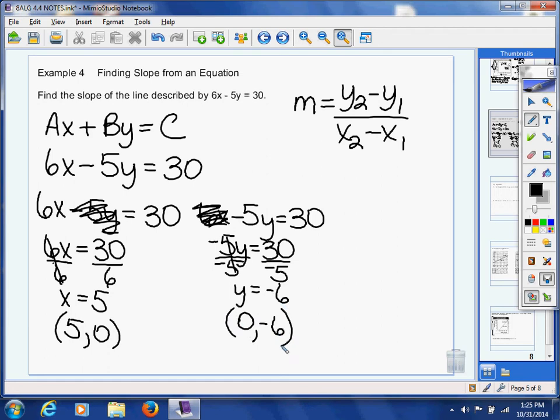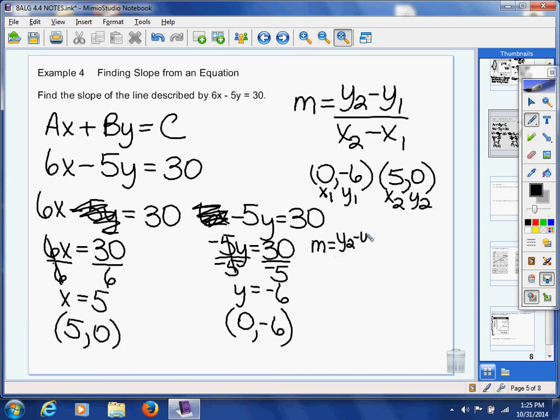Okay, so now do you see how I can find 2 points from standard form? And technically what I found were the x and y intercepts. Wonderful. We're going to take those 2 points now. We're going to take (0, negative 6), and we're going to take (5, 0), and we're going to plug them into the slope formula. So I'm just going to call this first one x1, y1, and this second one x2, y2. Okay? And I'm going to plug into that basic formula again, and we're going to find the slope of this particular equation.